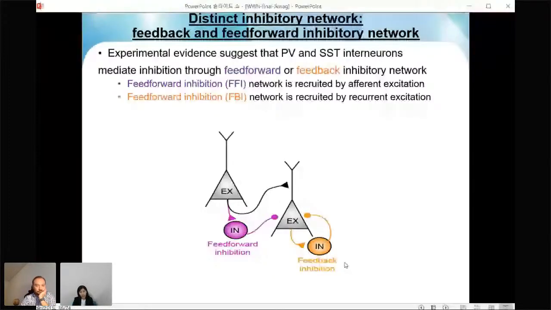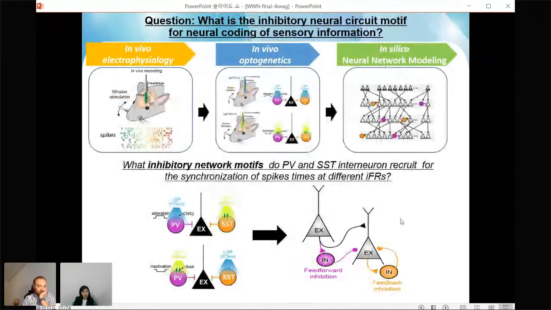So overall, it is believed that there are two different types of inhibitory neural circuit motifs in the network: feed-forward inhibition and feedback inhibition. And there is experimental evidence that both PV and SST interneurons help these feed-forward and feedback inhibition motifs. But which one is doing what in our experimental paradigm? We wanted to know what inhibitory network motifs PV and SST interneurons recruit for these iSR-IFR profiles to occur, so that synchronization of spike times at different frequencies can occur. How are these circuit motifs related to the perturbations that we saw using PV and SST?